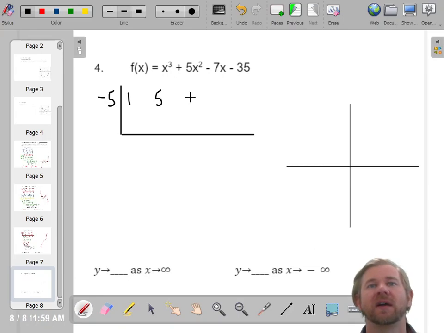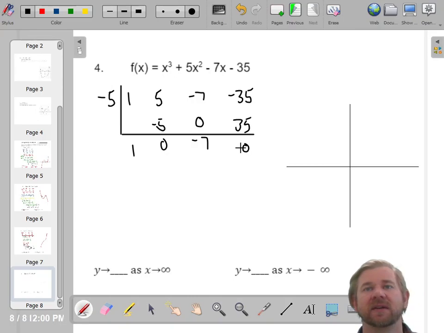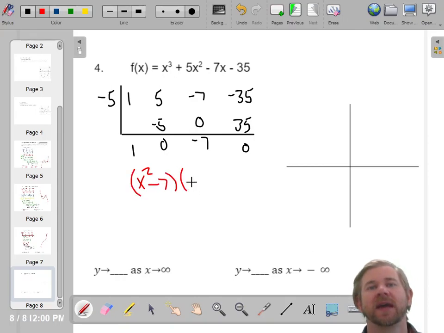1, 5, negative 7, negative 35. Bring down the 1. Now we multiply. Add, multiply, add, positive 30. Good, I get 0. So it's kind of like the last one. It's x squared, but then it's going to be minus 7. And since negative 5 is a 0, x plus 5 is a factor.